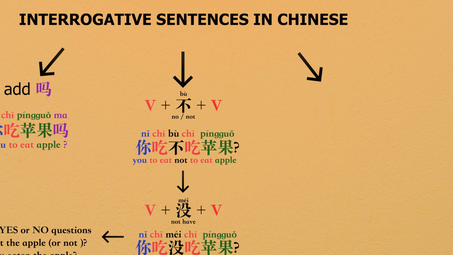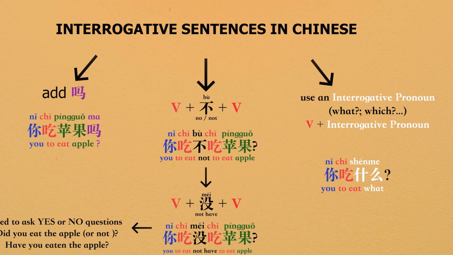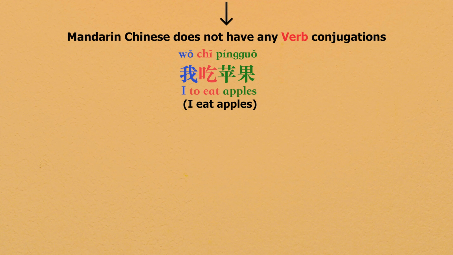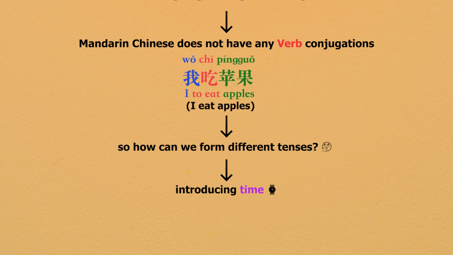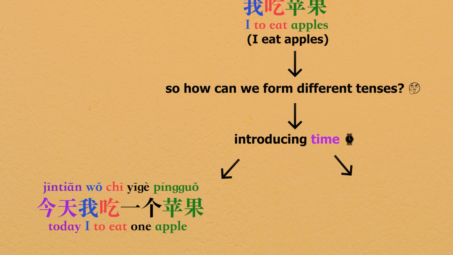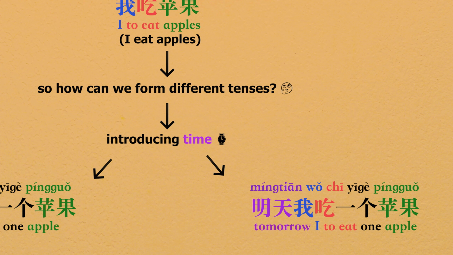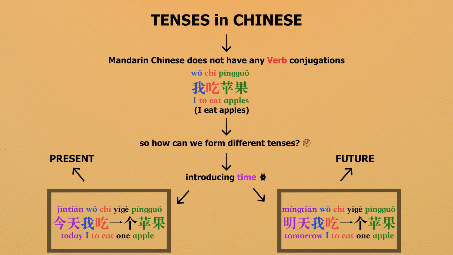The last option is to use an interrogative pronoun, for example, what or which, and usually they are put after the verb. For example, 你吃什么? What do you eat? Now let's talk about tenses in Chinese. So Mandarin Chinese does not have any verb conjugation, so how can we form different tenses? Introducing time. For example, today I eat 1 apple. 今天我吃一个苹果. Or tomorrow I will eat an apple. 明天我吃一个苹果. So by introducing time, we can form different tenses like present and future.